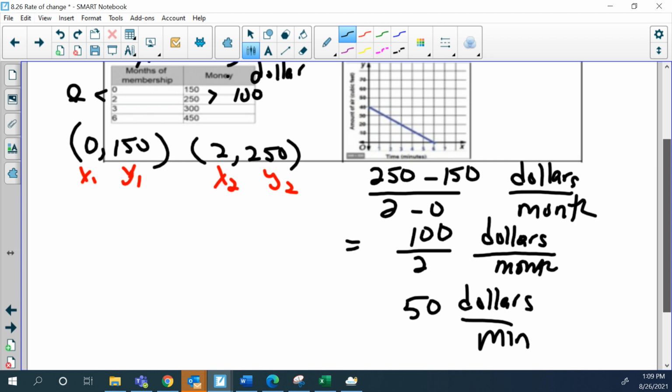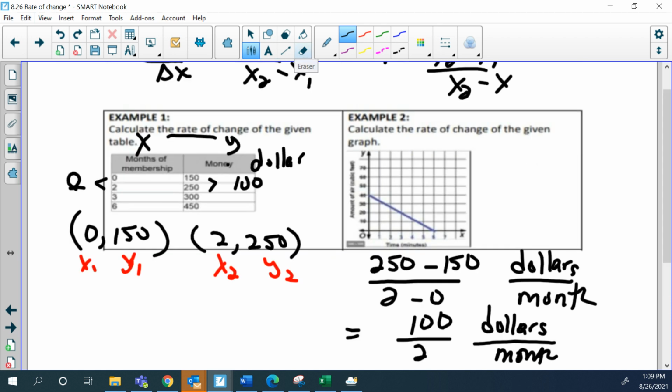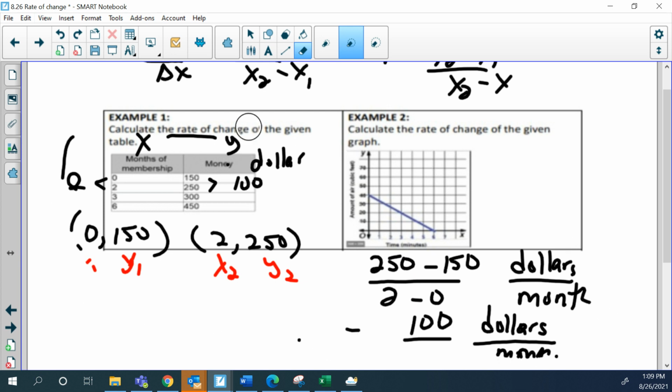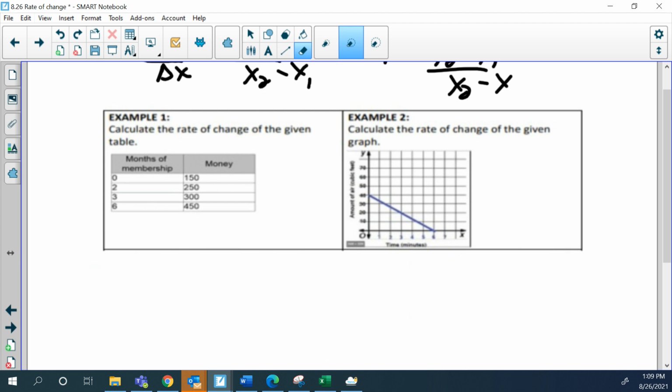Let me erase this to get some more space. All right, let's see my eraser. Let's erase, I need some more space. All right, so here we go.